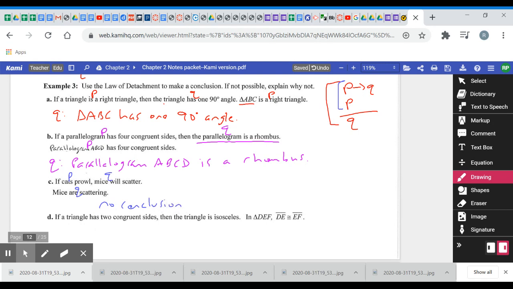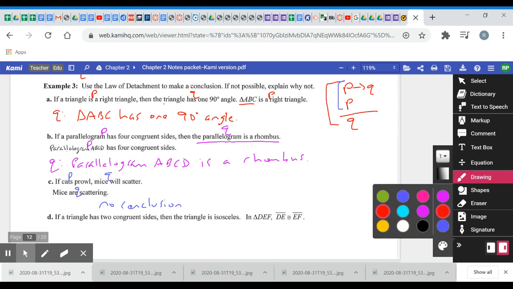And it should make sense that I'm not going to make a conclusion, because just because mice are scattering, does that mean that cats must be prowling around? Try and think of what are other reasons that mice could scatter. It could be a loud noise, someone dropped something on the ground, people walked in the room, someone dropped some food and they started scurrying over to go get it. A dog came in the room. So there could be a lot of reasons that mice scatter. So just because mice are scattering does not automatically mean that cats are prowling. So again, it should make sense once you think about it.